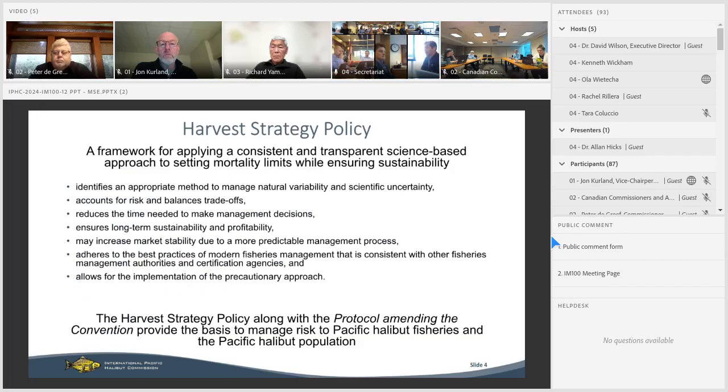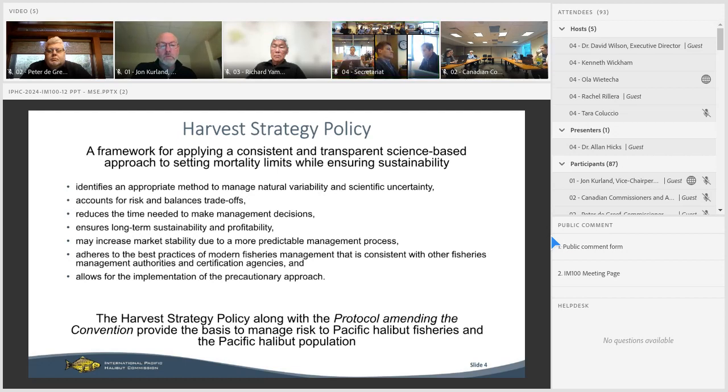So before I get into some of those details, I just wanted to give a little bit of background on the harvest strategy policy and what a harvest strategy policy is. And we can think of that as a framework for applying a consistent and transparent science-based approach to setting mortality limits while also ensuring sustainability. And there's a number of different things that harvest strategy policy is useful for. Just to highlight a couple, it identifies appropriate methods to manage the natural variability and the scientific uncertainty. It accounts for risks, balances trade-offs, and a lot of other benefits to having harvest strategy policy.